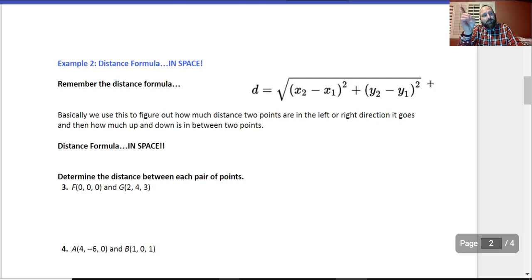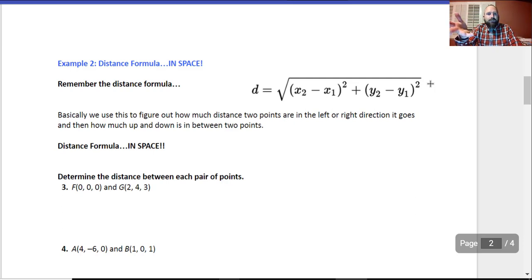We have 2 points, x1, y1, x2, y2. So we're going to take the second point's x value minus the first x value, square it, and we're going to do the y value of the second one minus the y value of the first one, and then square it, and then square root that, and we'll get our distance.